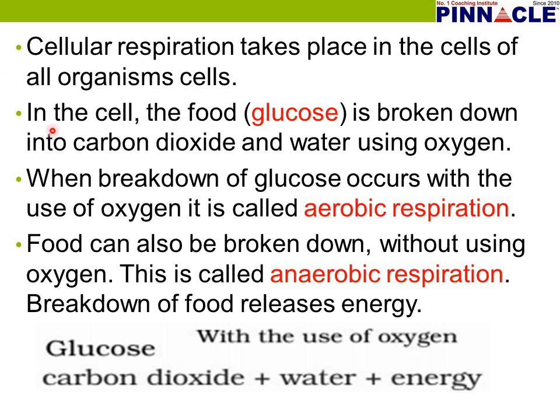What happens in the cell? In the cell, food, which is present in the form of glucose, is broken down into carbon dioxide and water using oxygen. Glucose with the use of oxygen produces carbon dioxide, water and energy. When breakdown of glucose occurs with the use of oxygen, it is called aerobic respiration.